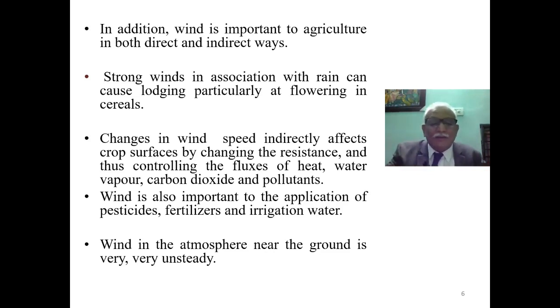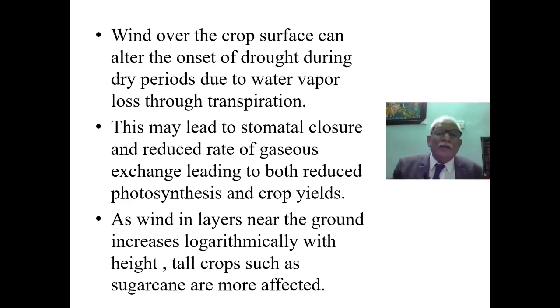Wind in the atmosphere near the ground is very unsteady. Of course, close to the surface, it is almost zero. Fundamental principle. Now, wind over the crop surface can alter the onset of drought during the dry period due to water vapor loss through transpiration. This is the fourth point that you should remember while you are preparing for JRF and SRF, because the next point is very important. This may lead to stomatal closure and reduced rates of gaseous exchange, leading to both reduced photosynthesis and crop yields. This is the fifth point in this class you should remember.